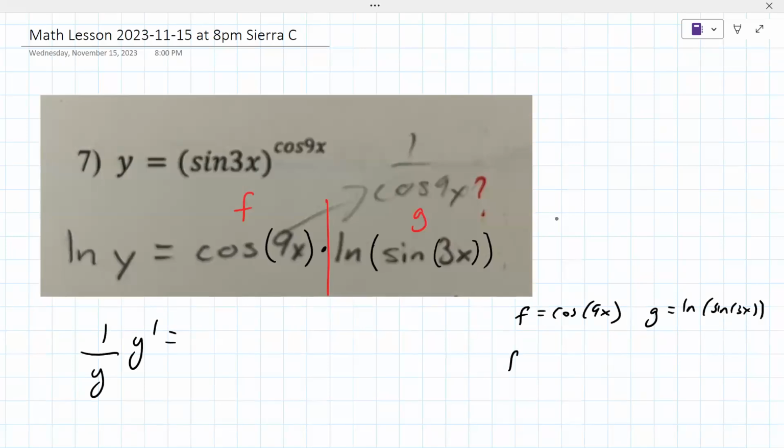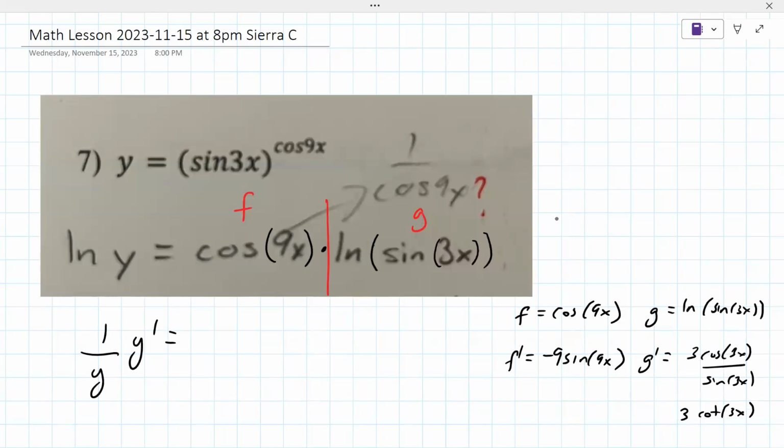Could you take the derivative of both of those for us, please? Yes. So -9 sine 9x for f of x. Good. And then 3 cosine 3x over sine 3x. And then it's kind of up to you if you want to simplify that to 3 cotangent 3x.